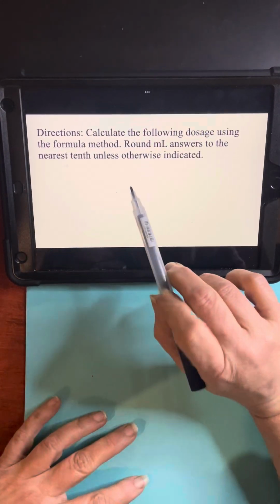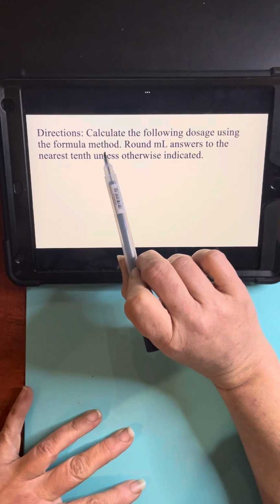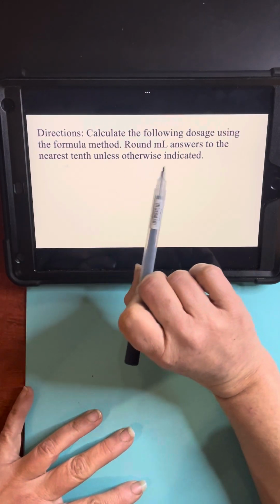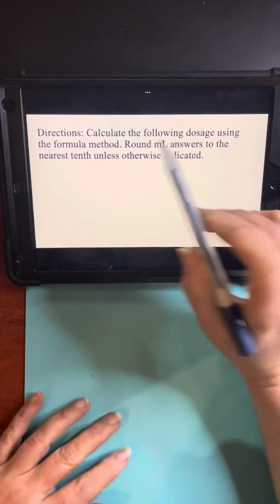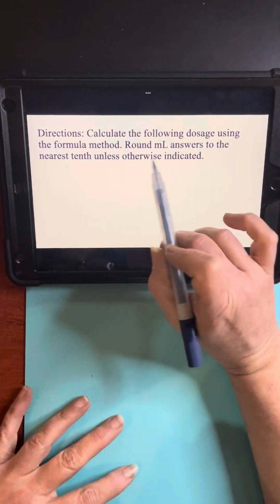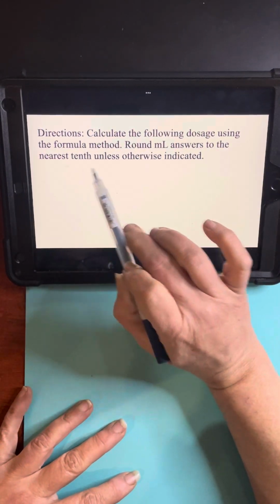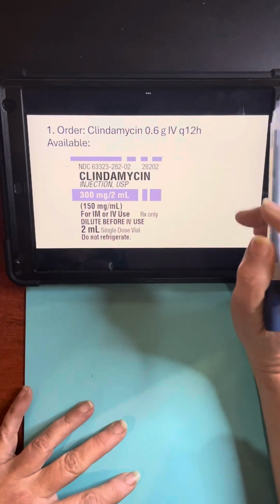The directions on these say, calculate the following dose using the formula method, which we do. Everybody on the planet should. Round your milliliters to the nearest tenth unless otherwise indicated.